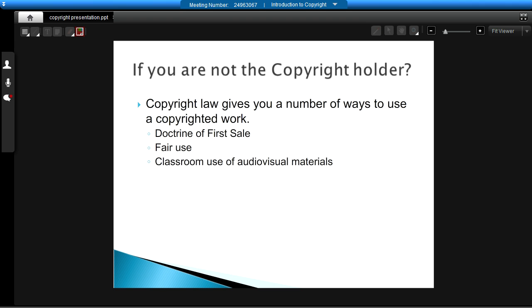Okay, so that's if you're the copyright holder. Now, if you're not the copyright holder, what can you do with somebody else's work? So we're going to talk about three different ways that we use other people's copyrighted work without getting permission, I might add, which is always an option. The first, we're going to talk about the doctrine of first sale, as I mentioned. Then we're going to talk about fair use. And finally, we'll talk about audiovisual materials.